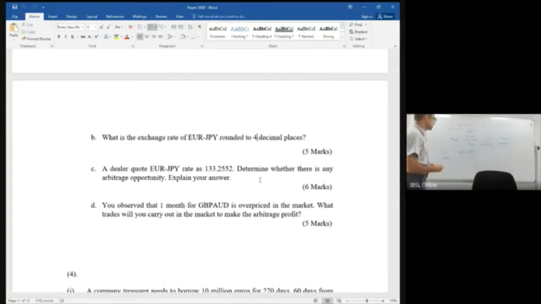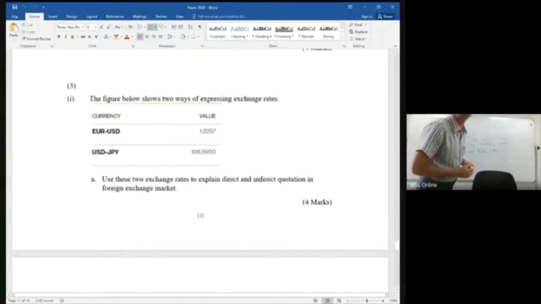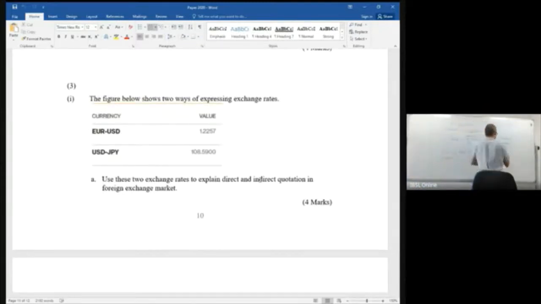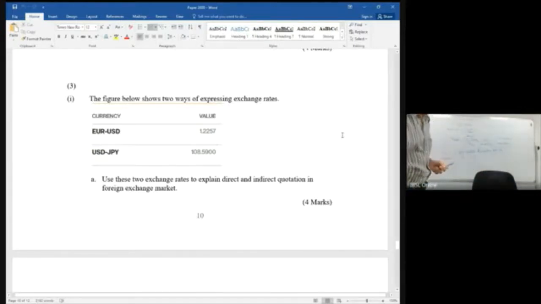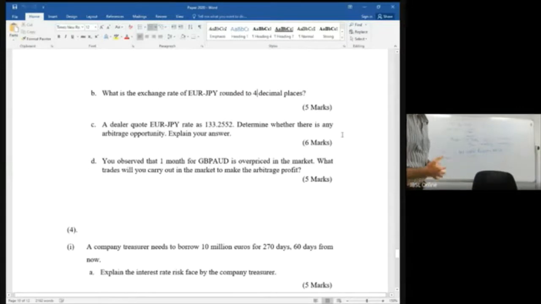Just to explain how you get this: this is 1.22 something into 108 something, the two exchange rates given. What are those? 1.2257 into 108.59. Then you get this. But this is the rate the dealer has got. Is there any arbitrage?